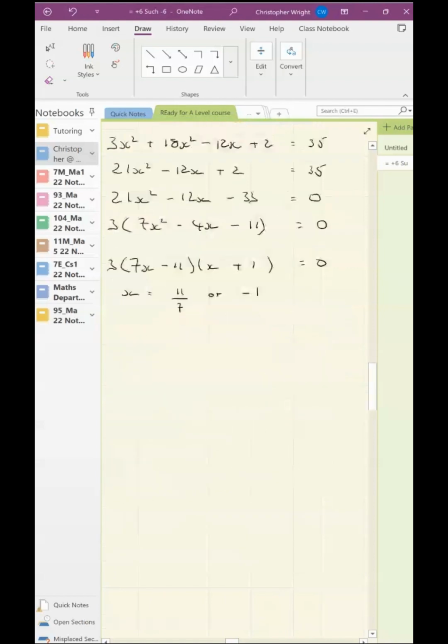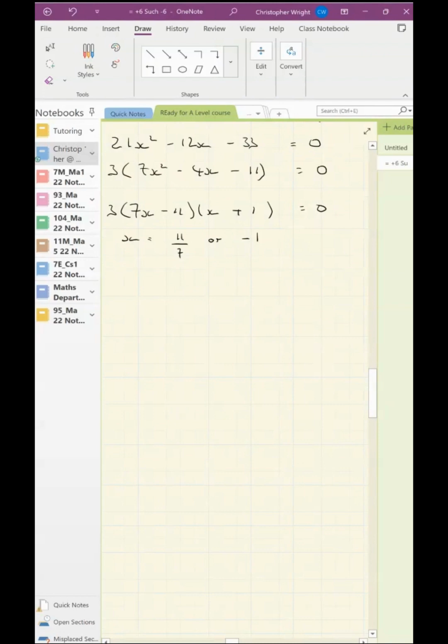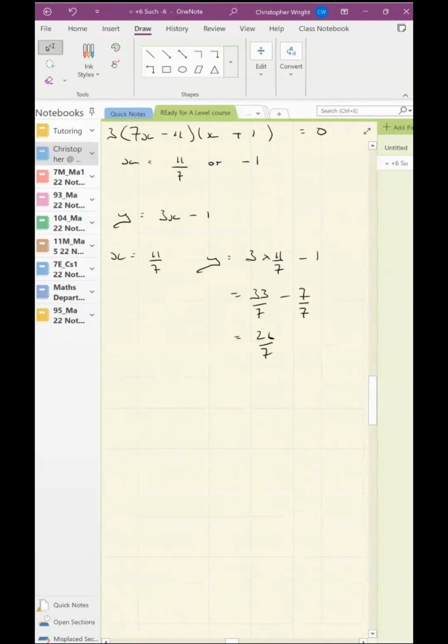Still, I've got 2 values for x there, and I know that y is 3x minus 1. So y is 3x minus 1. So if x is 11 over 7, then y is 3 times 11 over 7 minus 1, which is 33 over 7 minus 7 over 7. 33 minus 7, 26 over 7. So there's one pair of solutions.